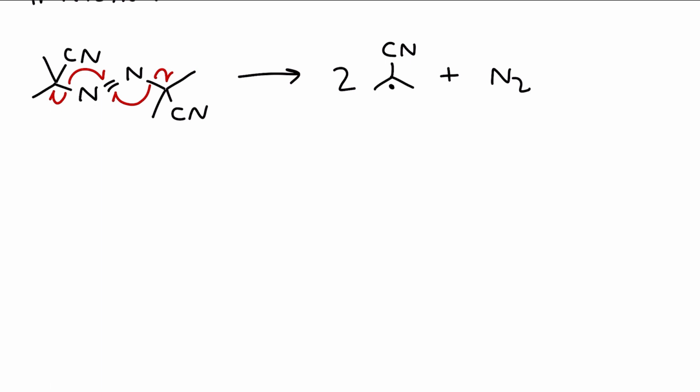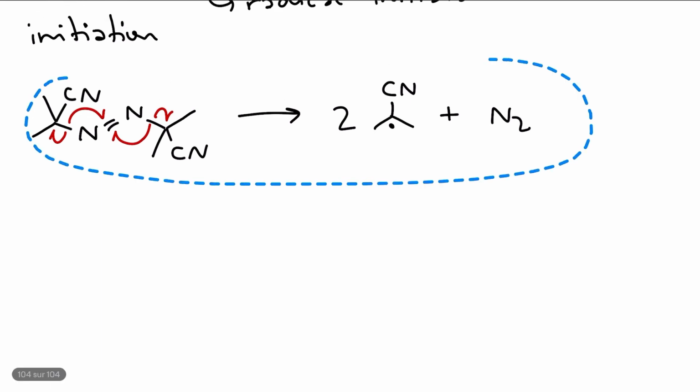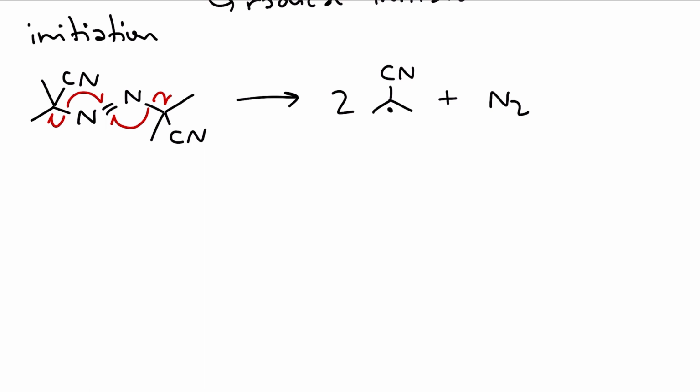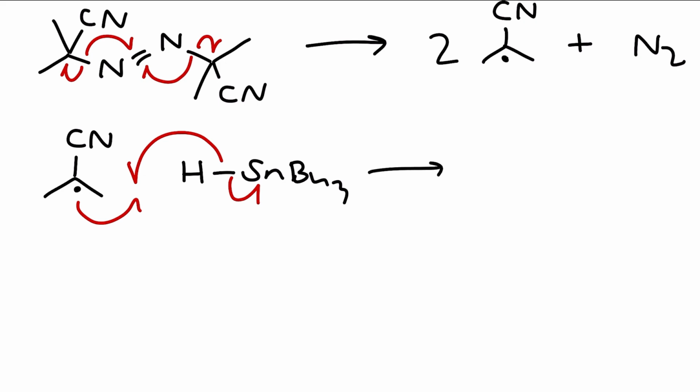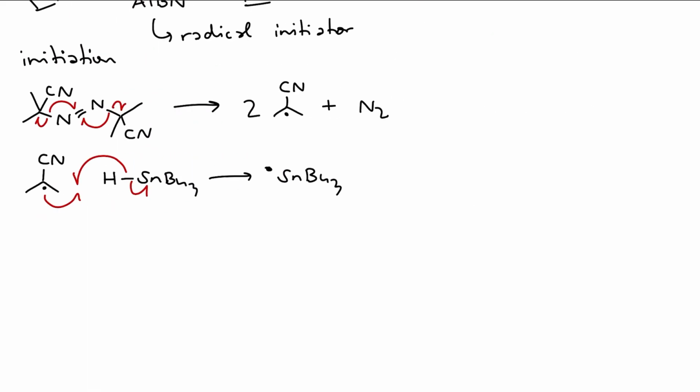Then what's going to happen next is that the radical that we have just made will interact with your tributyltin hydride and form the tin radical. So this is the formation of your radical. Then the propagation step.